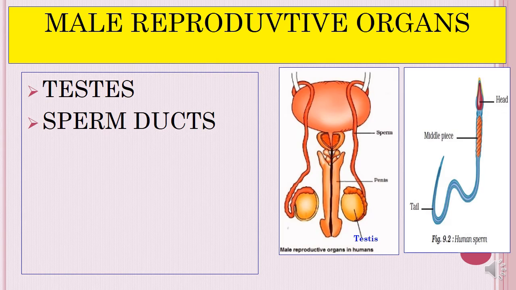Number 2, sperm duct. A pair of sperm ducts, one from each of the testes, carries sperms to the urethra. This also you can see clearly shown in the figure.